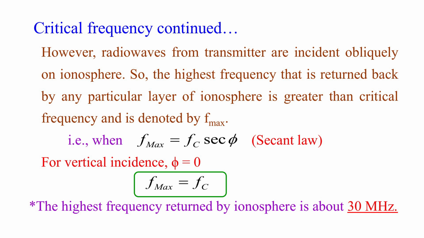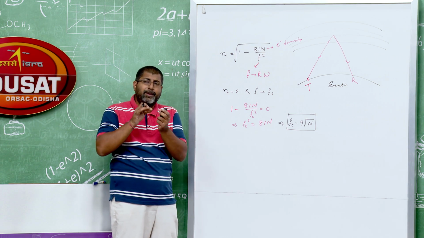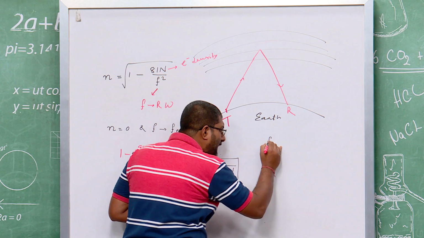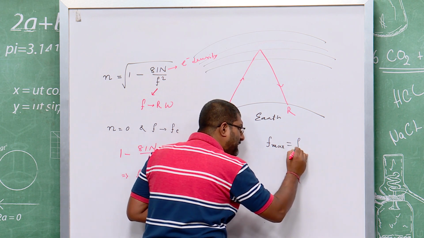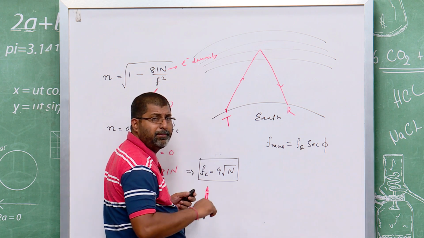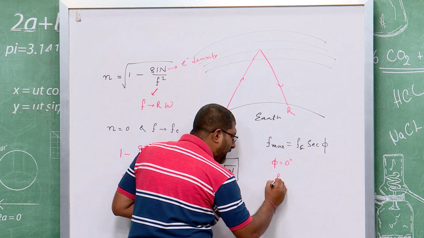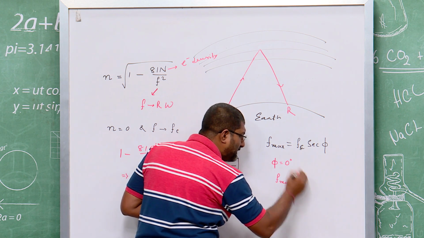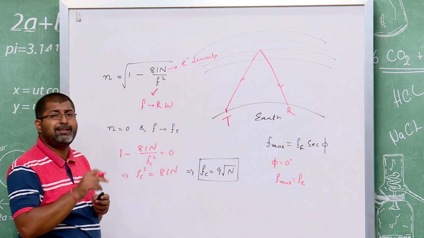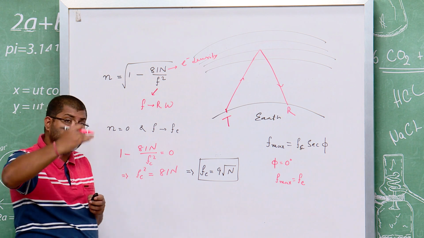Due to that reason, the highest frequency that is returned back by any particular ionospheric layer is greater than the critical frequency and is denoted by f max, and this maximum frequency can be given by a law called secant law, where f max equal to f c sec phi, where f c is your critical frequency and phi is the angle of incidence. Now, for vertical incidence, phi equal to 0 degree. So, f max equal to f c. That means this maximum frequency will be same as critical frequency only for vertical incidence, and for any other oblique incidence it is greater than critical frequency.